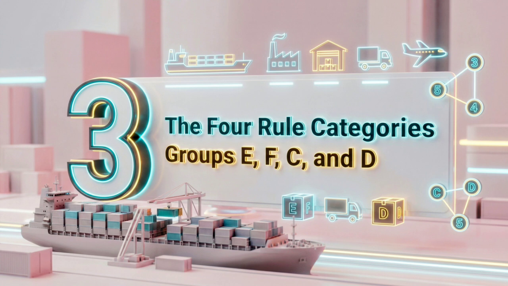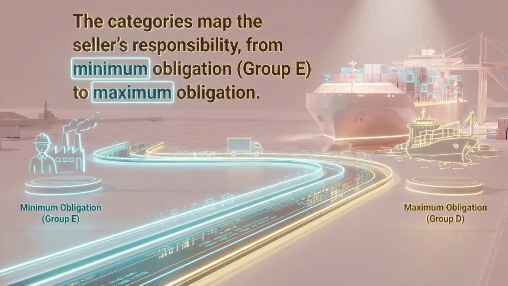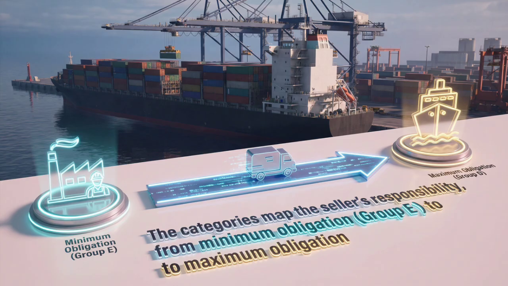Now that we have a good feel for those core concepts, let's see how they all fit together. There are 11 Incoterms rules in total, but thankfully they're grouped into four logical categories, which makes them a whole lot easier to wrap your head around. The best way to think about these categories is on a scale, a spectrum of how much responsibility the seller has. On one end, the seller does the absolute minimum. On the other end, the seller is responsible for pretty much the entire journey. And these four categories map out that progression from minimum to maximum perfectly.